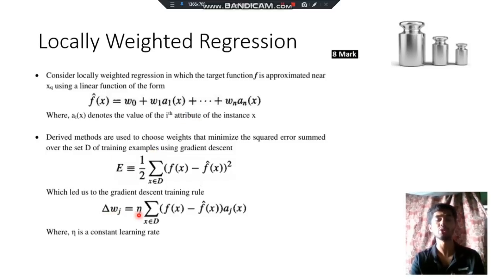Delta w is equal to learning rate into summation of f dash of x minus f of x into a_j of x. a_j is the attribute value, f of x is the value we have got, and f dash of x is the value which we are expecting.